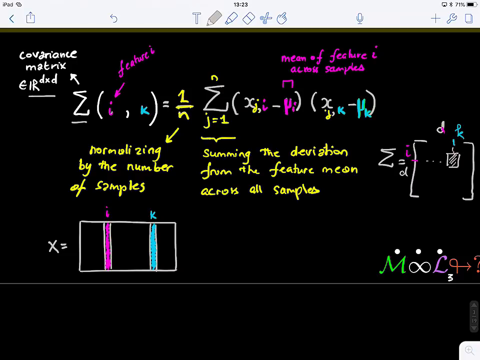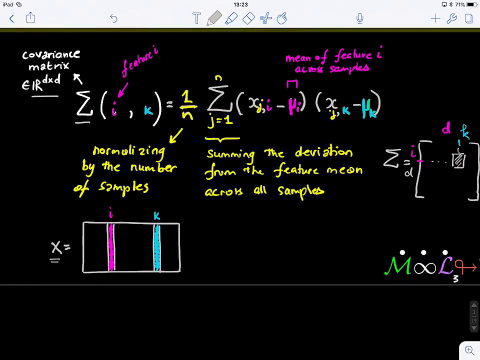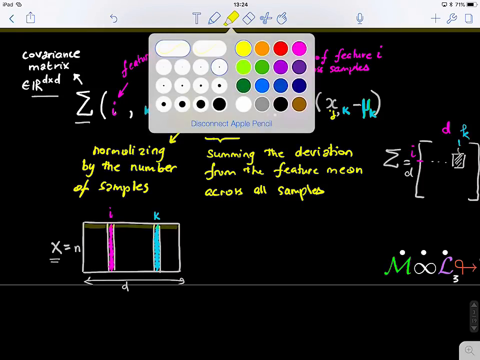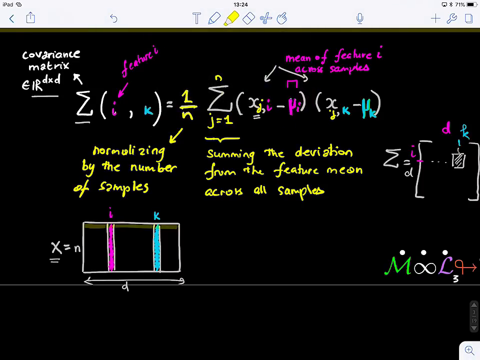So let's look at this data first. This is my data, right? These are the number of my samples. I have n samples, and then I have d features. So what the formula is telling us is that for each sample j, for example the first sample, we multiply two different features, the feature I and K. But we multiply and sum across all samples.